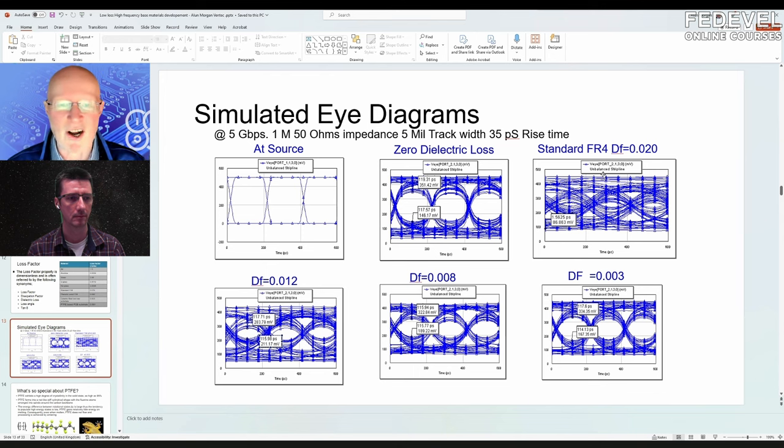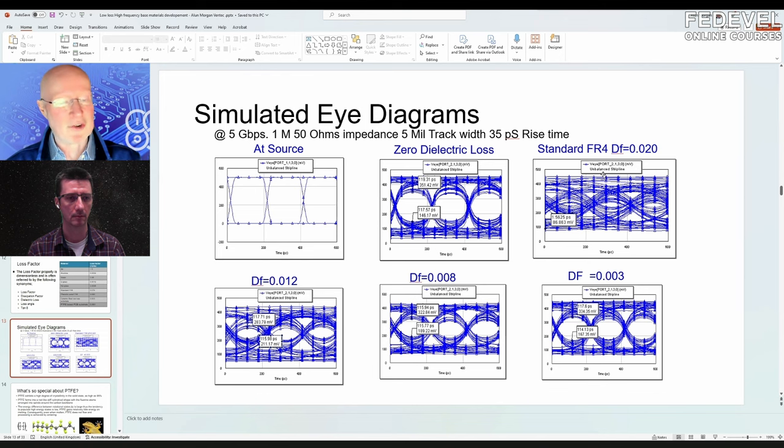It doesn't say on the chart. I think the trace is around 10 inches. So a number of inches, not a very long trace, on a circuit board, so not having to go off the circuit board. This is a real situation that would occur on a circuit board of normal size with normal size tracks with a standard FR4.